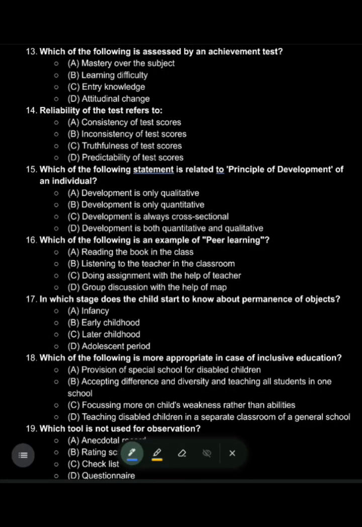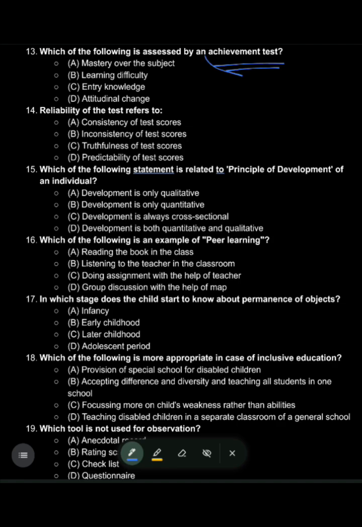Number 13, which of the following is assessed by an achievement test? Mastery over the subject, learning difficulty, entry knowledge, attitudinal change. So what will be the correct answer here? Achievement test, right?